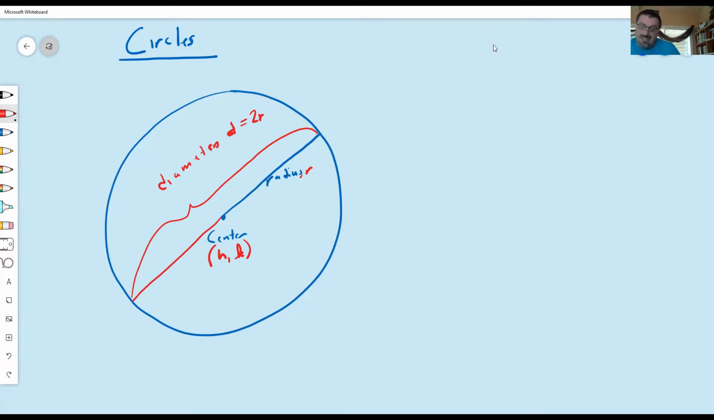The definition of a circle is it's all the points equidistant from a central point. So all these points here are a distance of R from our center. That's the definition there. In terms of algebra, we would define it this way. So we have what's called the standard form of a circle.